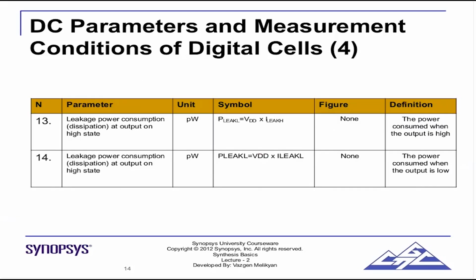Then again, we talked about the leakage power convention. P leakage is equal to VDD times I leakage. There's some typo here. These are just different values whenever the output is low or output is high. Usually we take the average of both.